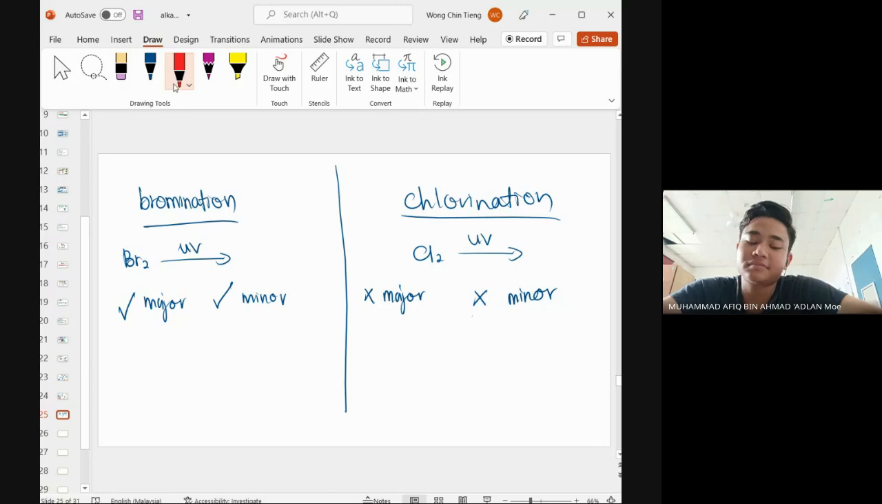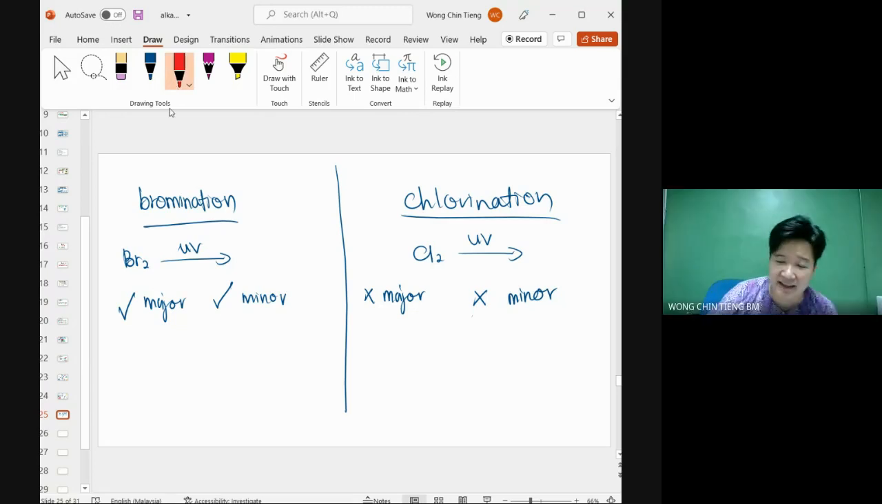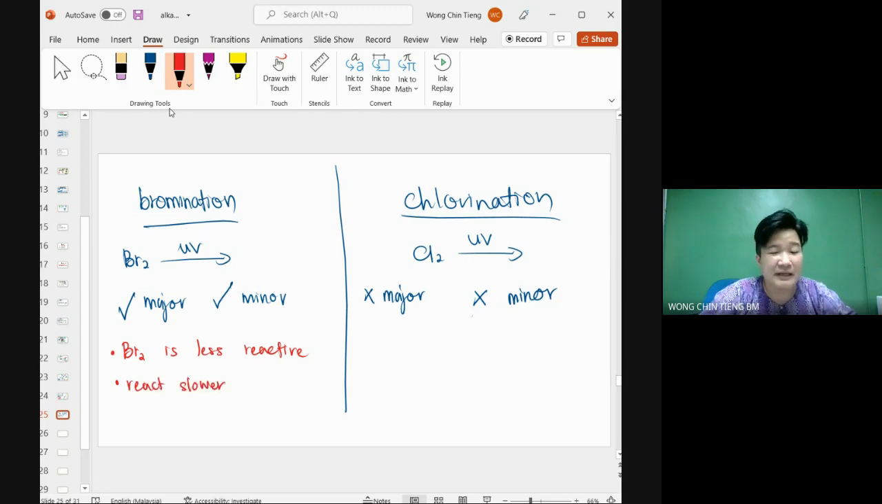Highly selective dengan less selective. Okay. Kenapa highly selective dengan less selective? Miss Noh tak cakap pun dalam nota. Okay, reactivity. Br is less reactive. Bila dia less reactive, dia akan react slower. Dia akan react lambat. Sebab dia less reactive. Dia besar. Dia gemuk. Badan besar.